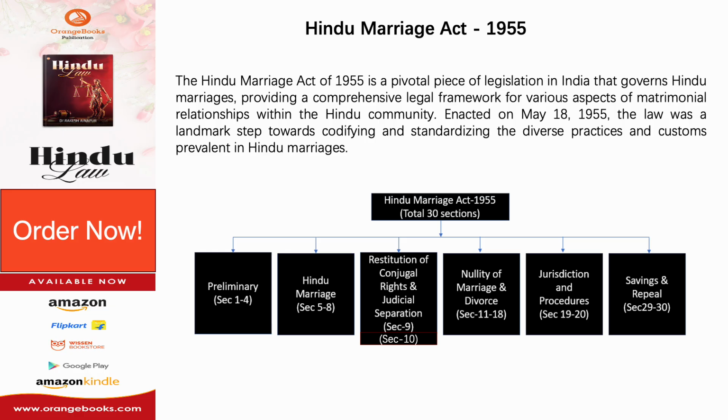So just a recap on the Hindu Marriage Act. The Hindu Marriage Act was introduced in 1955. The key sections are: Sections 5 to 8 deal with solemnization of marriage and registration of marriage. Sections 9 and 10 deal with restitution of conjugal rights and judicial separation. Sections 11 to 18 discuss nullity of marriage and divorce, Sections 19 to 20 talk about jurisdiction and procedures, and Sections 29 to 30 talk about savings and repeal. We already covered Sections 5 to 8, and let's discuss the other points now.